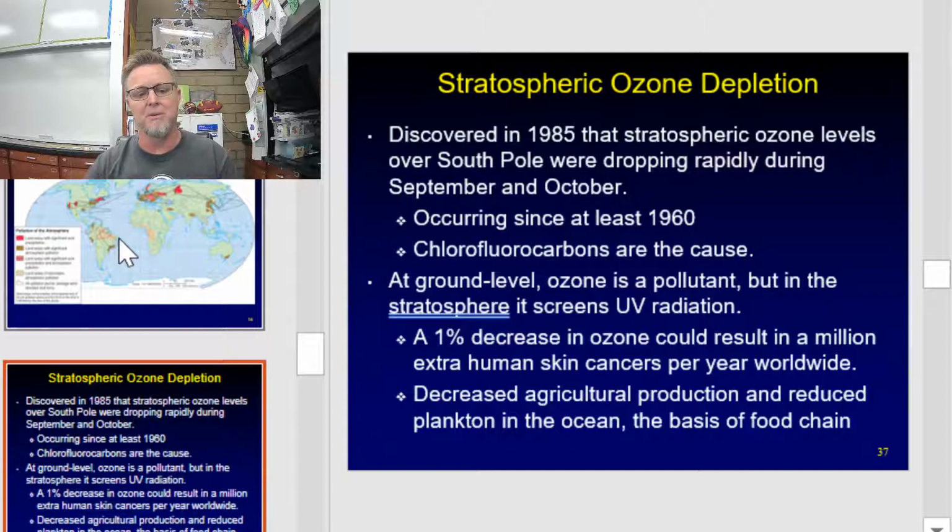All right, from here we're going to look at stratospheric ozone depletion. This is a result of a form of pollution. Remember, ozone up high is good, ozone down low is bad. In 1985, we discovered that ozone levels over the South Pole were dropping rapidly, especially during the months of September and October. Basically what was going on is things like chlorofluorocarbons were entering our atmosphere. They were being used in refrigerants and propellants. And that stuff, once it gets up to altitude, attacks the ozone.